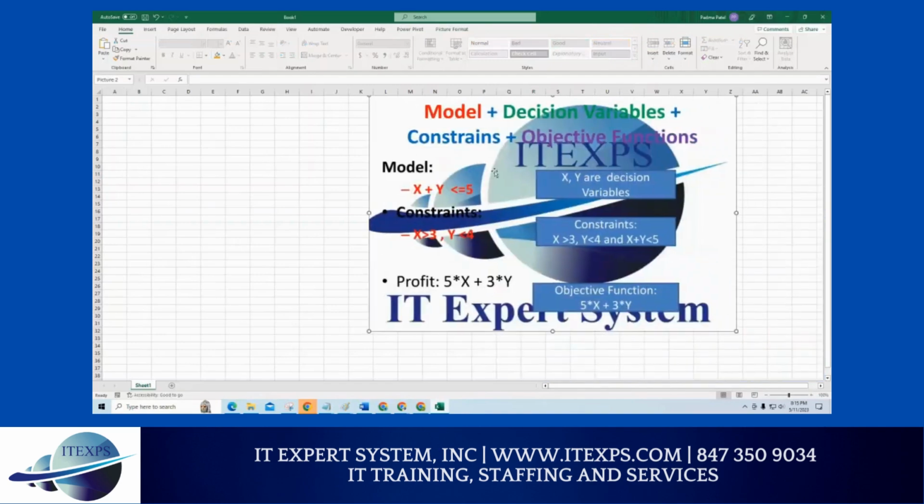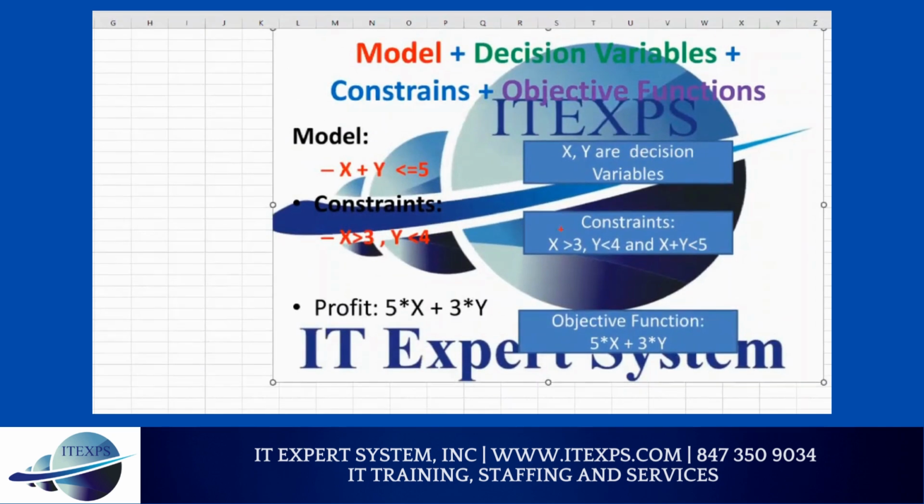So you can see here the model. The model is given here that we have X plus Y less than 5. That's one constraint. Anytime you see this, it's one constraint. X is greater than 3, second constraint. Y is less than 4, third constraint. And profit is this. This is the objective function. And you have X and Y. This is something called the change set. So how do you do this thing?